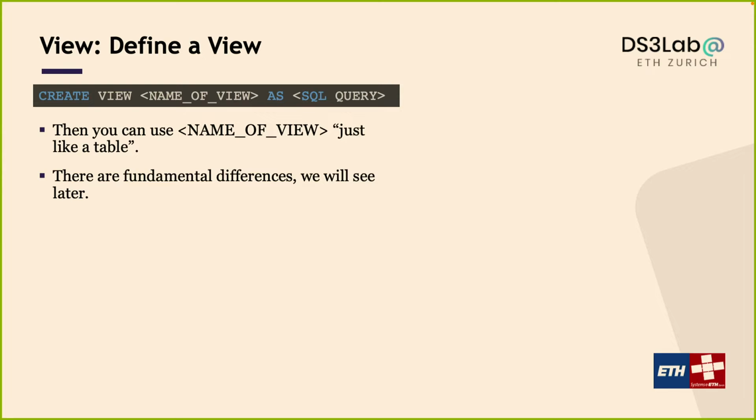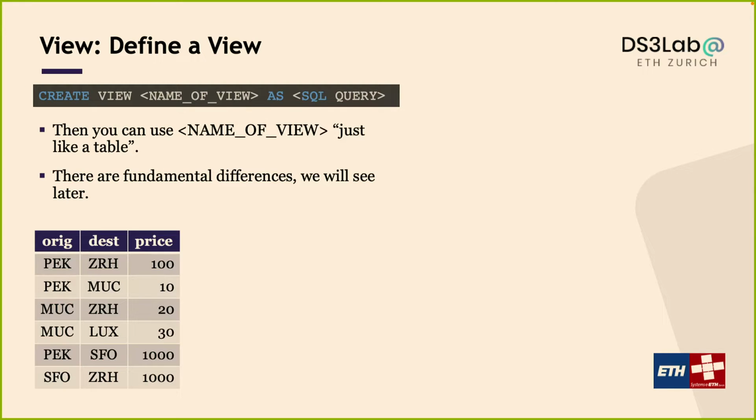So there's a fundamental difference between view and table. We are going to look at that relatively soon. But let's try to look at how to use a view. For example, I have a relational database look like this. It contains all the flight information, okay? So there's the source, there's destination, there's the price of the flight, for example. There are different airports.